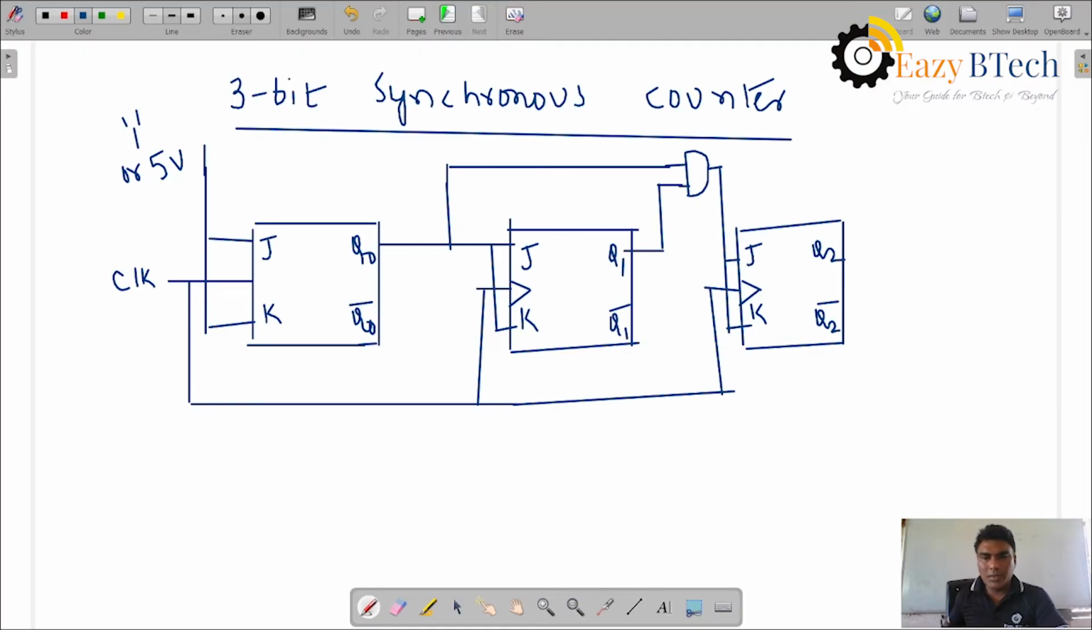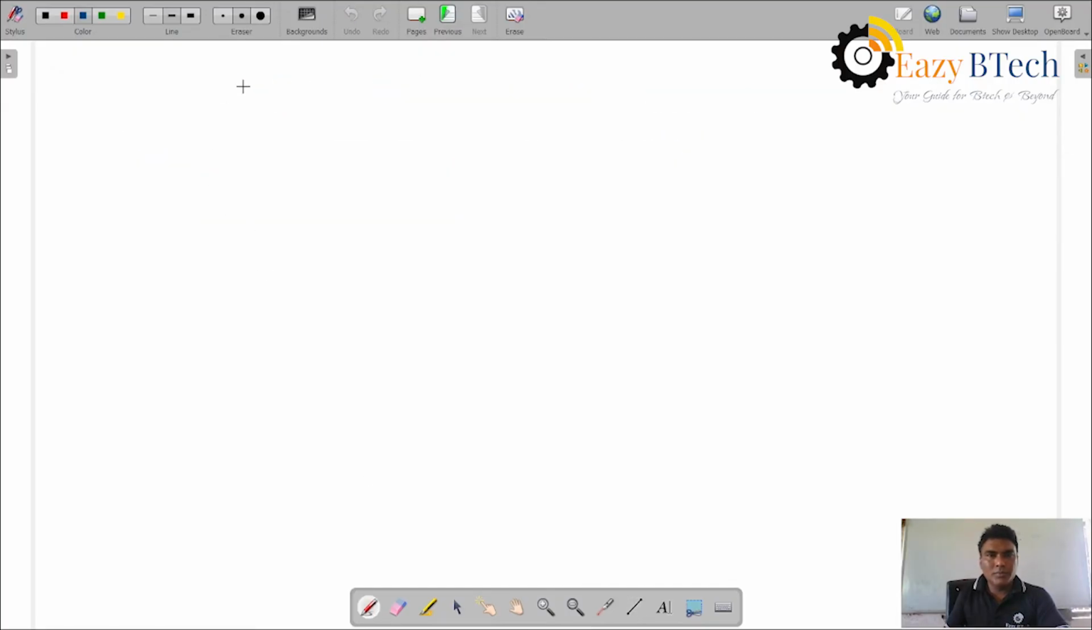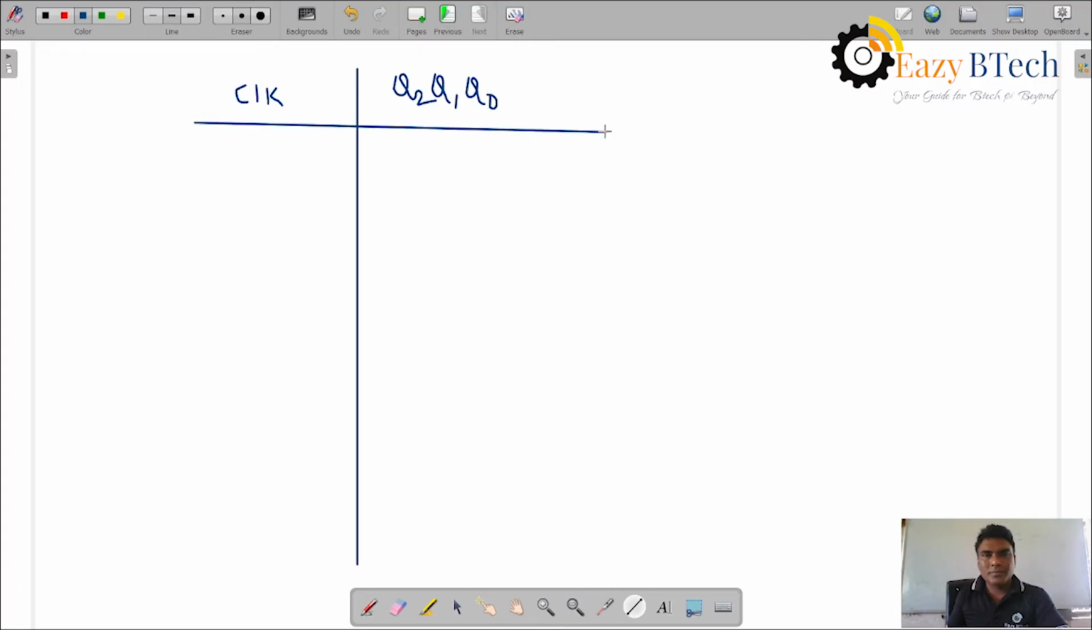Let me go to the truth table. What is the truth table? It is the same. The clock pulse is applied, and Q0, Q1 and Q2 change. Only the designing part is different, so the truth table and timing diagrams are the same.